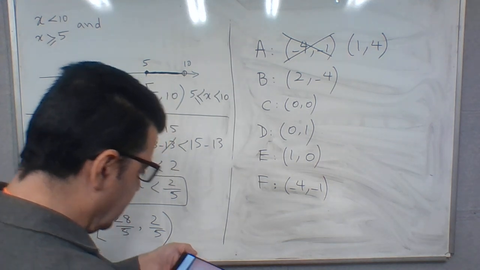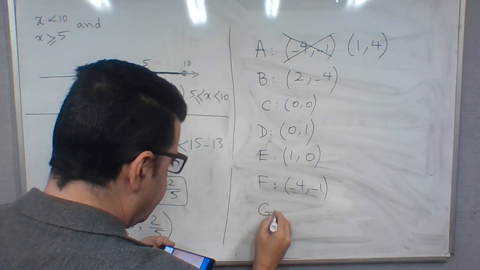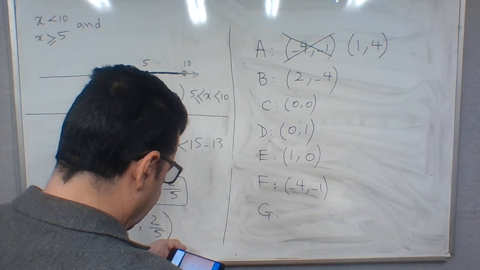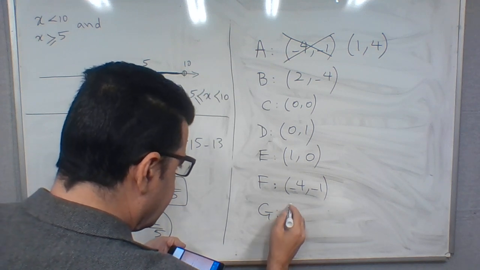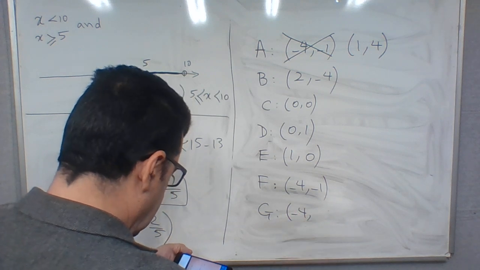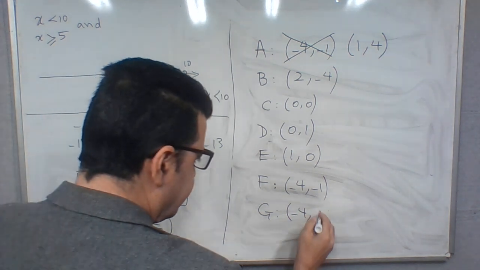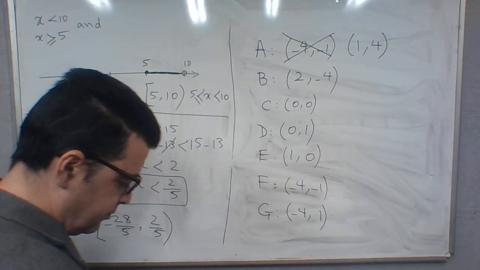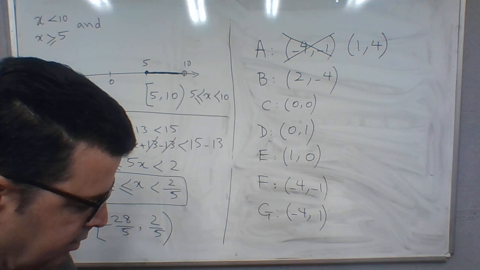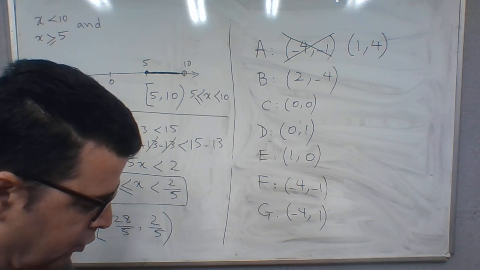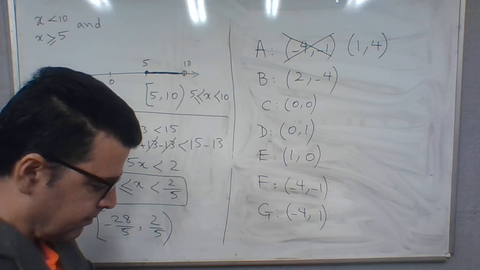And then for G, we have 4 units to the left and 1 unit up. Okay. Now we go to problem 95.